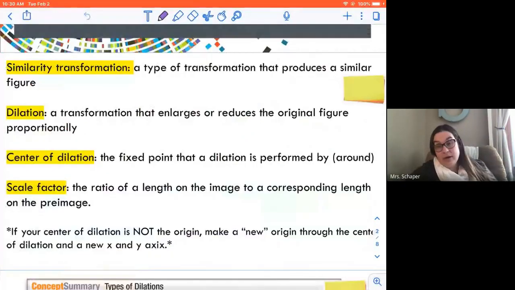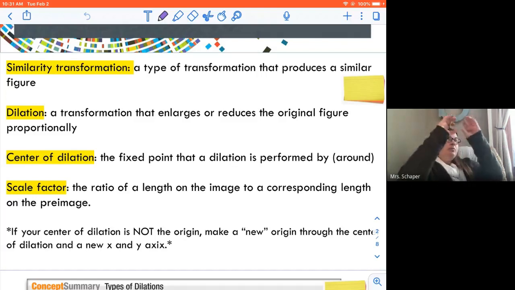So here's some vocabulary for you, okay? A similarity transformation is when you transform a figure, you move it, you slide it. So a transformation is a slide, a rotation, a reflection, right? And so it produces a similar figure. A similar figure means same angle measurements, but proportional sides, right? A dilation is a transformation that enlarges or reduces a figure.